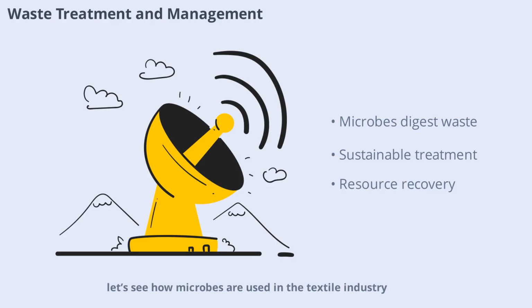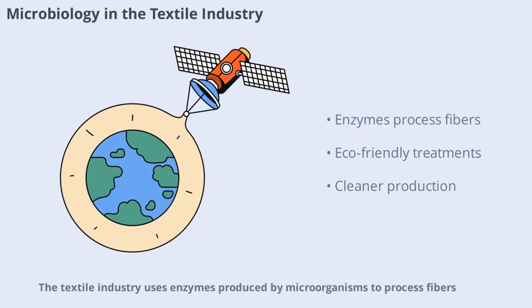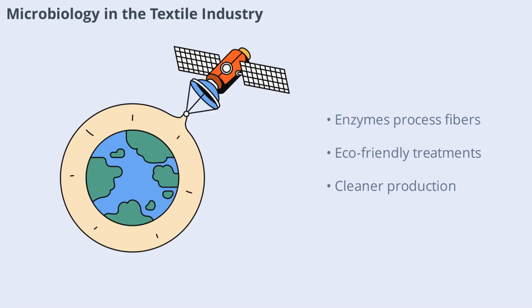Now, let's see how microbes are used in the textile industry. The textile industry uses enzymes produced by microorganisms to process fibers, remove stains, and improve fabric quality. Enzyme-based treatments are more environmentally friendly than traditional chemical methods. Microbial processes also help in dye removal and wastewater treatment, reducing pollution. The adoption of microbiology in textiles is making the industry cleaner and more sustainable.